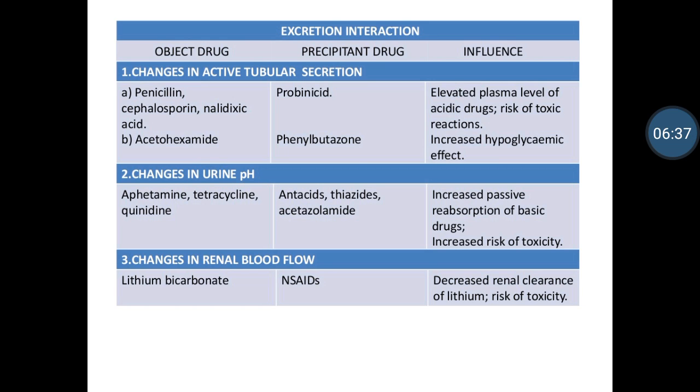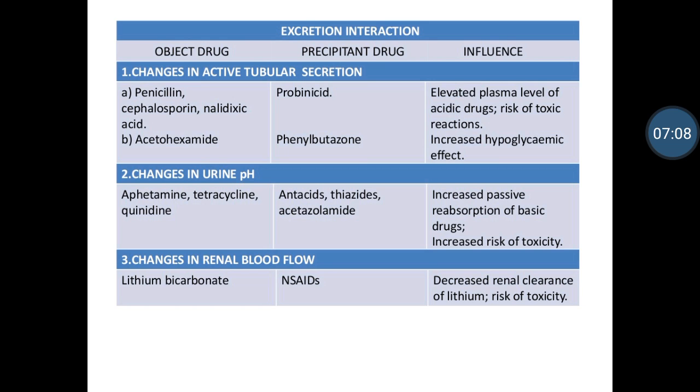First example, penicillin, cephalosporin, nalidixic acid in combination with probenecid will produce elevated plasma levels of the drug. Risk of toxic reaction, meaning elevated levels of drug are taken into the plasma, so that will produce the risk of toxicity. It means excretion is not taking place properly.